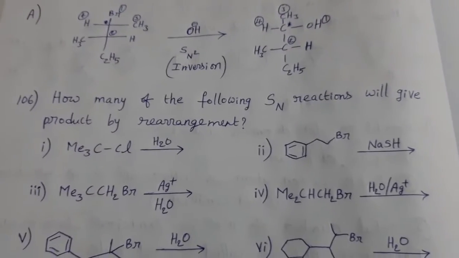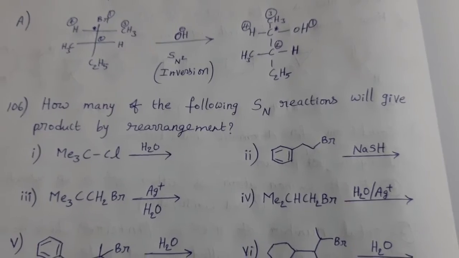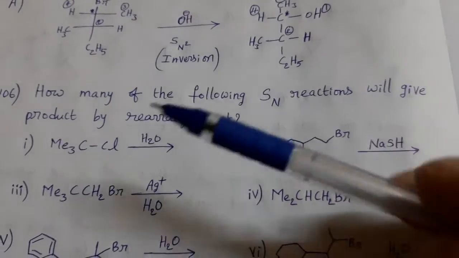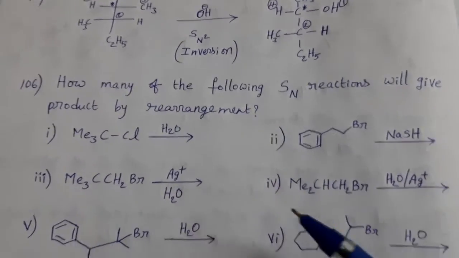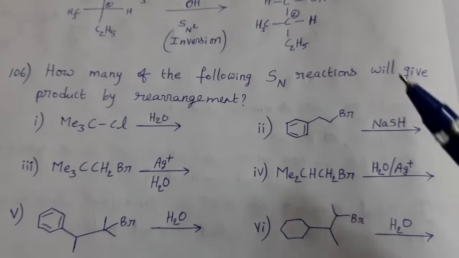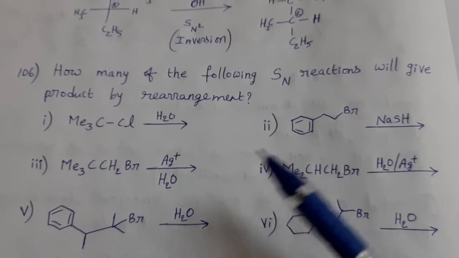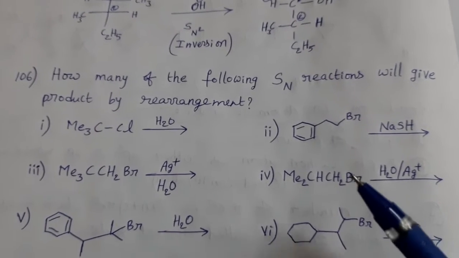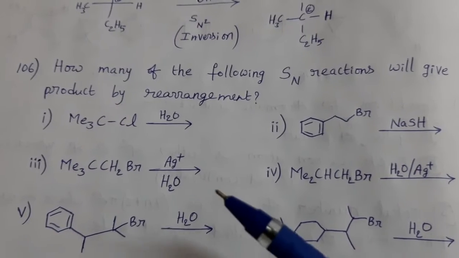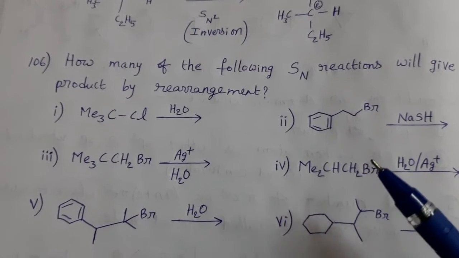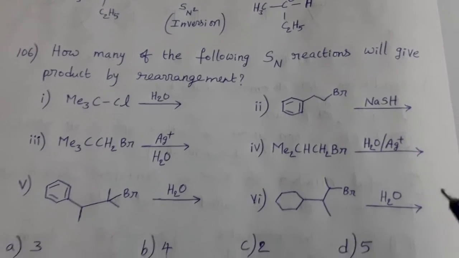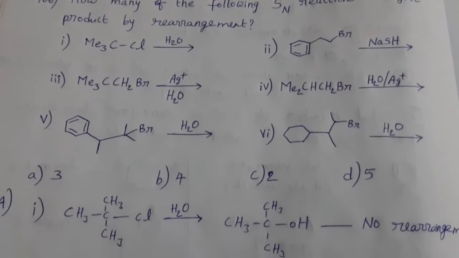Next. How many of the following nucleophilic substitution reactions will give product by rearrangement? Here 6 reactions are given. All these are nucleophilic substitution reactions. But in these 6 reactions, how many reactions will give product by rearrangement? It means some reactions give products without rearrangement, some reactions undergoing rearrangement give products. We have to identify these two types. See this.